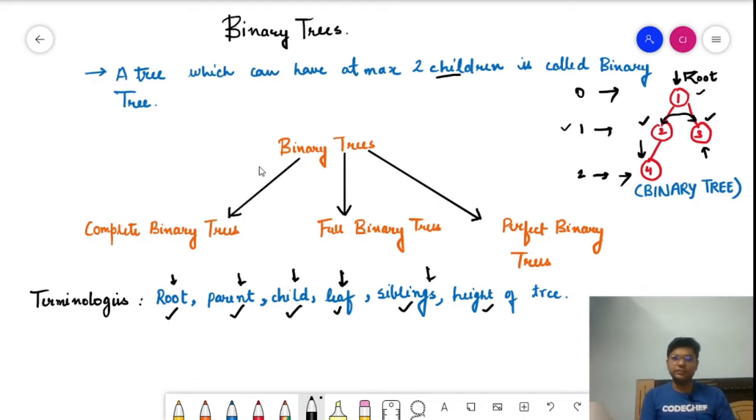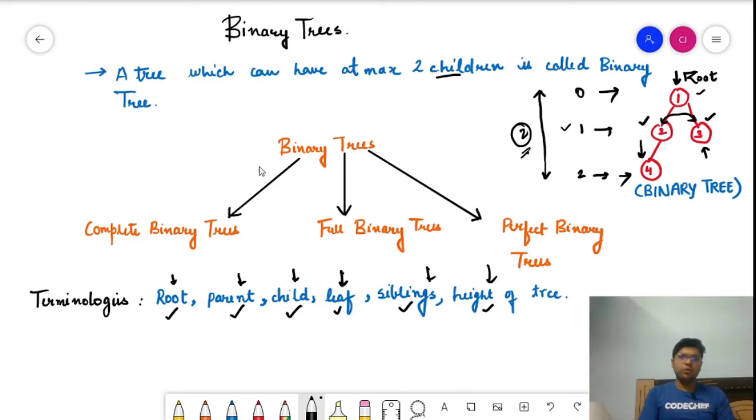What is the height of a tree? Generally height refers to this height. So if we see, the height of the tree is 2. We have 2 levels, and that denotes the height of the tree. These are certain terminologies which we need to know before going into the depth of binary trees and some of the major things.